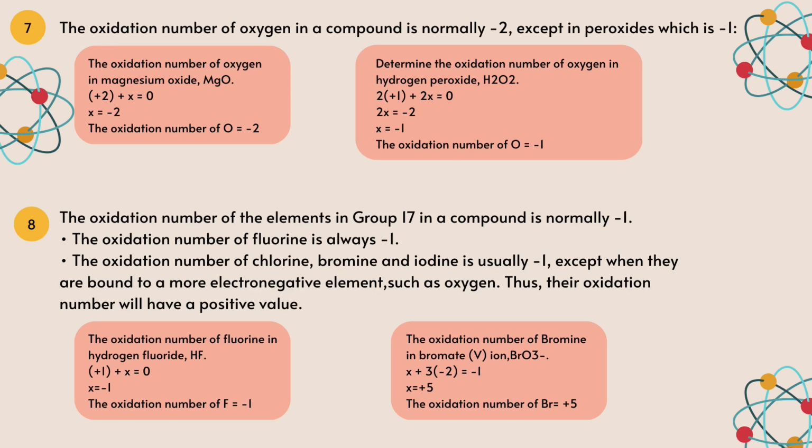Other than that, the oxidation number of the elements in group 17 in a compound is normally -1. The oxidation number of fluorine is always -1, but the oxidation number of chlorine, bromine and iodine is usually -1, except when they are bound to a more electronegative element such as oxygen. Thus, their oxidation number will have a positive value.